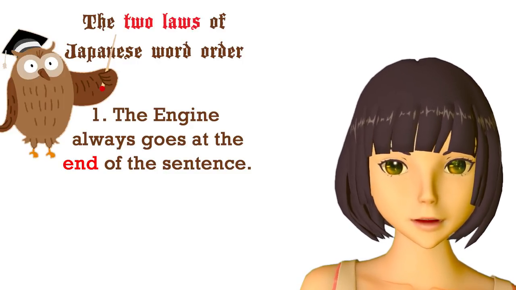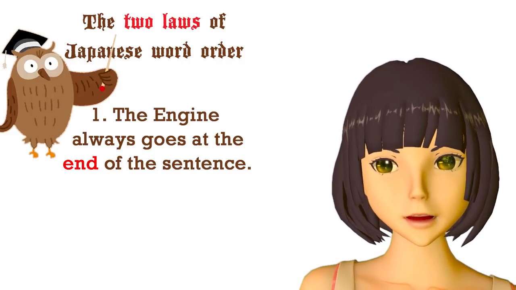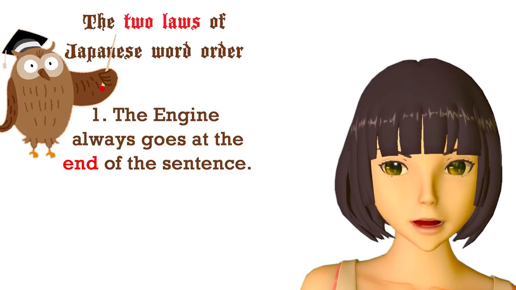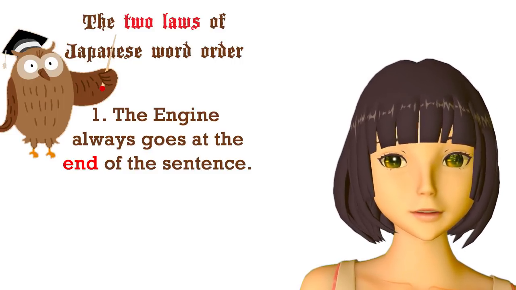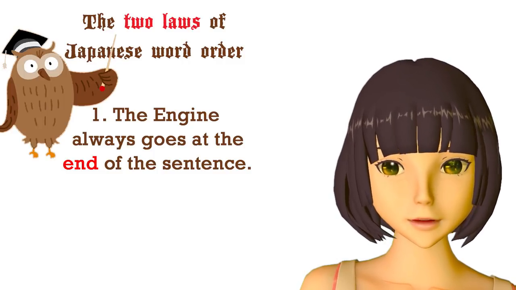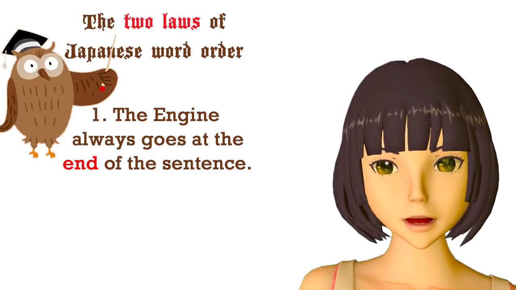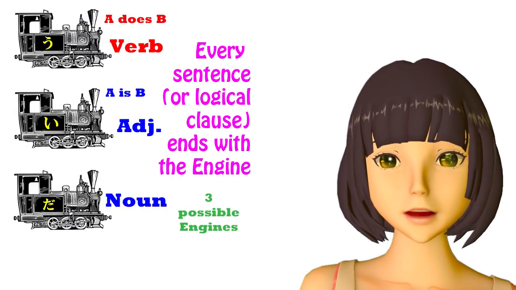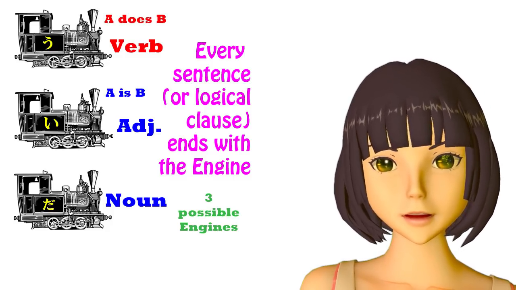The first one you probably already know. It's very simple, and I expect you use it all the time if you're actually using Japanese at all, even at a very basic level. The first rule of Japanese word order is the engine always goes at the end of the sentence. Now, if I were talking in this very verb-centered English way, I would say the verb always goes at the end of the sentence, and that's perfectly true. The verb always does go at the end of the sentence. But not all sentences are verb sentences. A, does, be sentences. We also have A, is, be sentences.